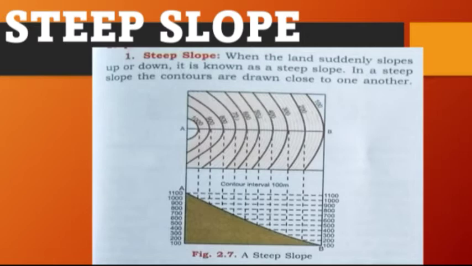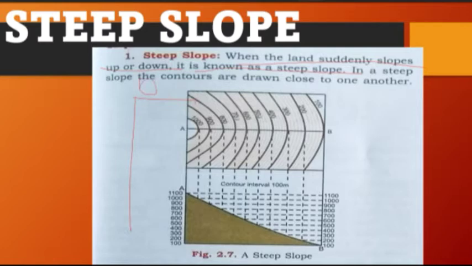Steep slope. Now what is a steep slope? When the land suddenly slopes up or down, it is known as a steep slope. Suppose this is the hill and you are standing here. It is a very steep slope. When you look down, it is very steep, right?